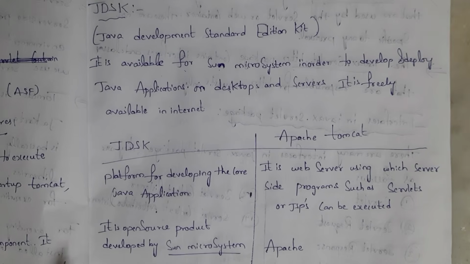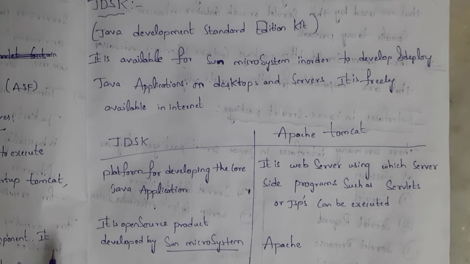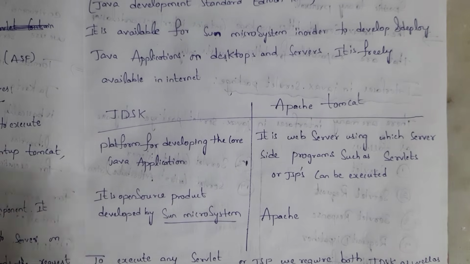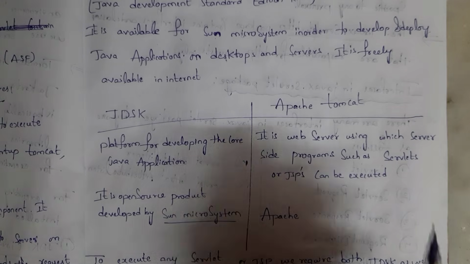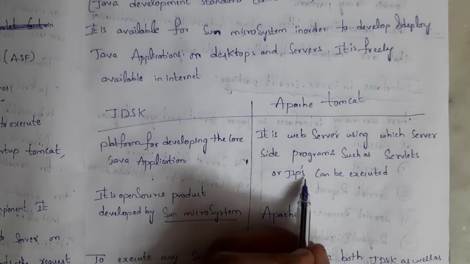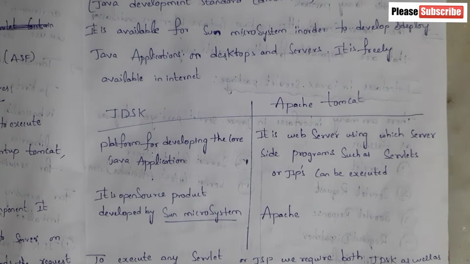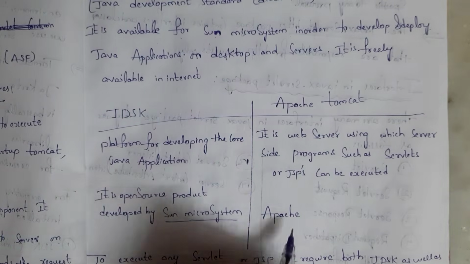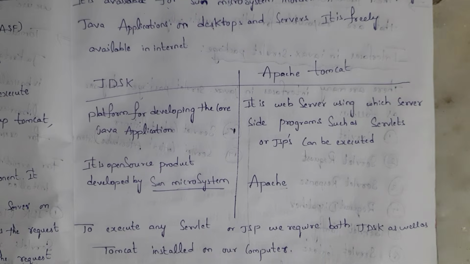Now I will explain the difference between JDK and Apache Tomcat. In order to create core Java applications, we use JDK. And in the Apache Tomcat server, we can execute server-side programs like servlets, and also we can execute JSPs in the Apache Tomcat server. JDK is developed by Sun Microsystems, whereas Apache Tomcat is developed by the Apache group. And in order to execute servlets and JSP, we need both JDK as well as the Tomcat server installed in our system. These are the differences between JDK and Apache Tomcat.